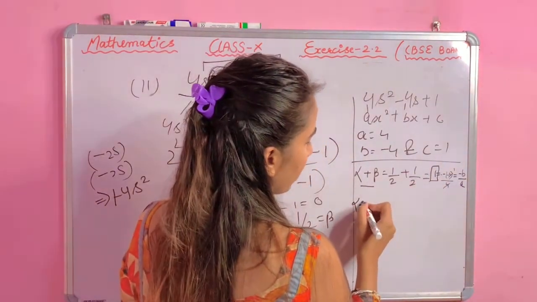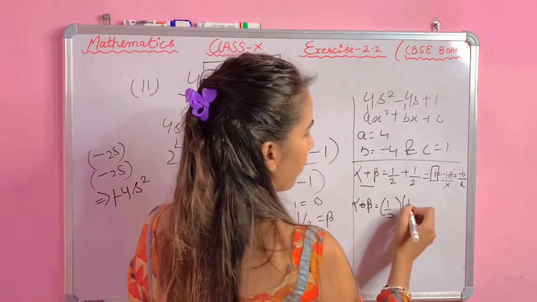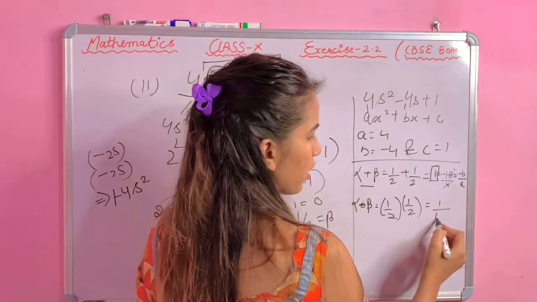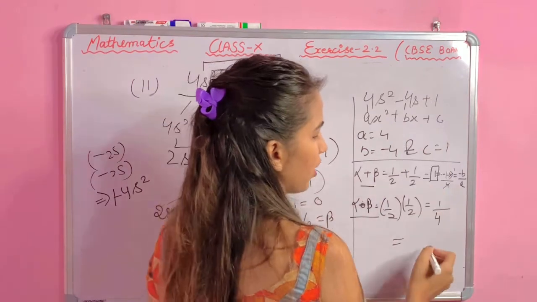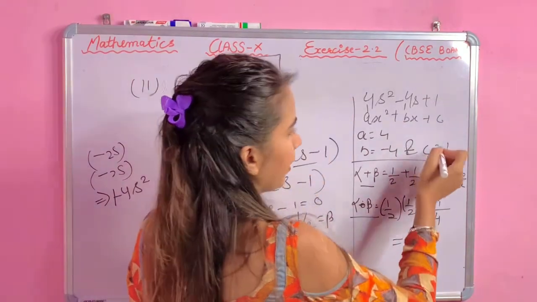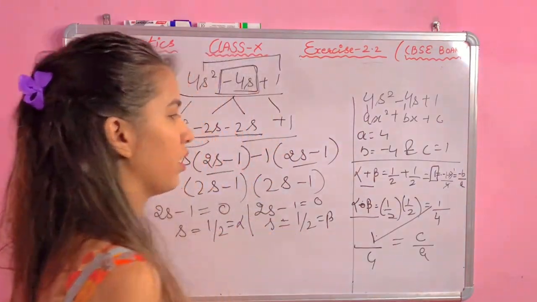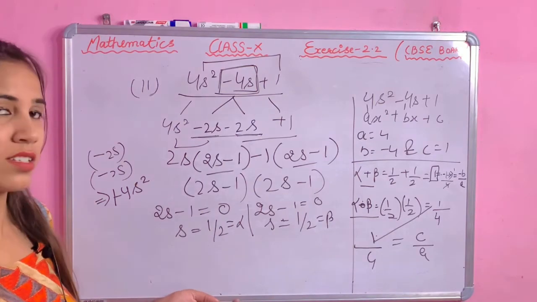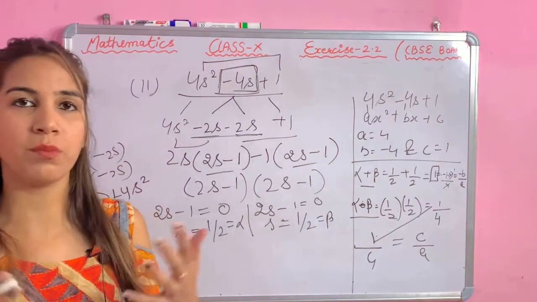By product, alpha dot beta, 1 by 2 into 1 by 2, 1 ones are 1, 2 twos are 4, and we know that in the product case the relation is c upon a, and here c is 1 and a is 4. So the answer is the same. The relationship is verified, and here we already found the zeros. I hope this question is clear. If you have any doubt, then please let me know.